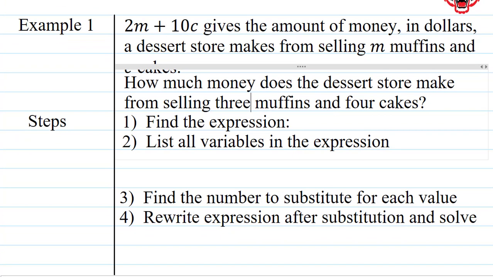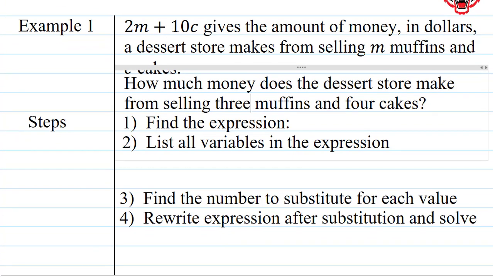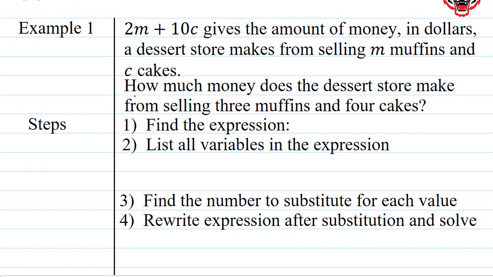Okay, so every time you have a word problem, it's the same 4 steps over and over again. If you already know how to solve this without using those steps, then you don't have to use them. These are just a scaffold, a way to solve the problem just in case we're having difficulty. So, step 1, find the expression. Again, what is an expression?